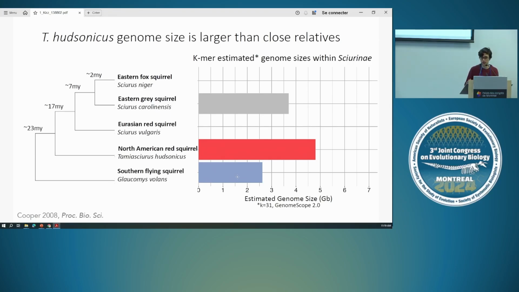We do expect that K-mer size estimation is going to be a little bit different from assembly size. Some of the assumptions that underlie the methodology are different and can break down when you're dealing with genomes that have a lot of repetitive content, and I'll get back to that later.